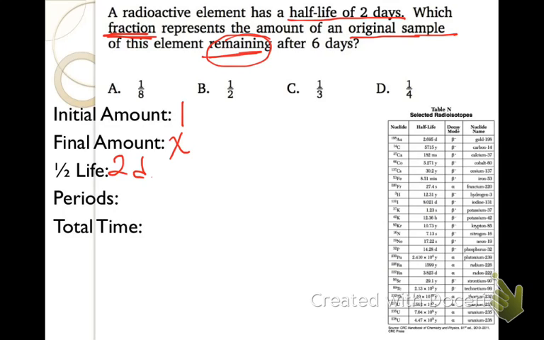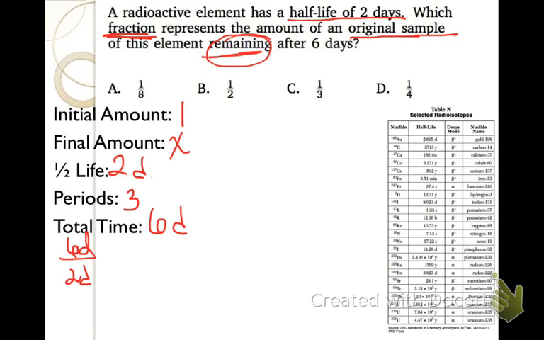And then it says after 6 days, so 6 days will be our total time. Right now we're missing the number of periods. To figure out the periods, we do the total time, which is 6 days, divided by the half-life, which is 2 days. So that's 3 periods. We're going to cut this initial amount in half 3 times.